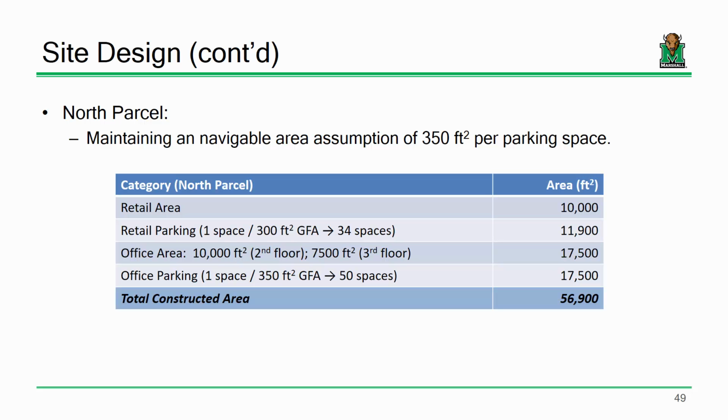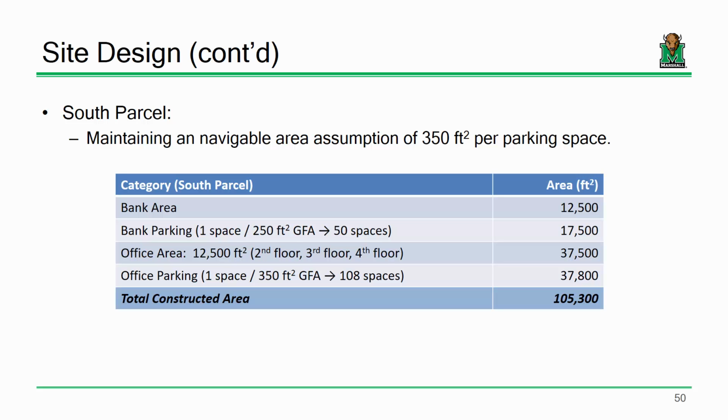The office area, what we ended up doing is, the ground floor was the retail and it was 10,000 square foot. We had a 10,000 square foot second floor and a 7,500 square foot third floor. So a total of 17,500 square foot of office space, and we ended up needing that much for parking as well. So the total constructed area on the north parcel was just under 57,000 square feet, and a similar calculation for the south parcel. I'm not going to run through everything. All I will say is that for the south parcel, we had the bank, and then we were able to do a second, third, and fourth floor of office space on that side. Remember, the south parcel was bigger, so we can put more there.